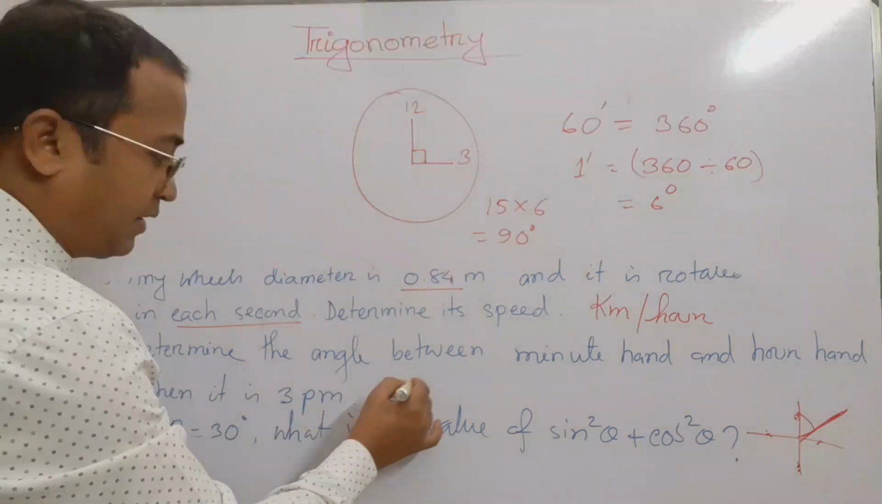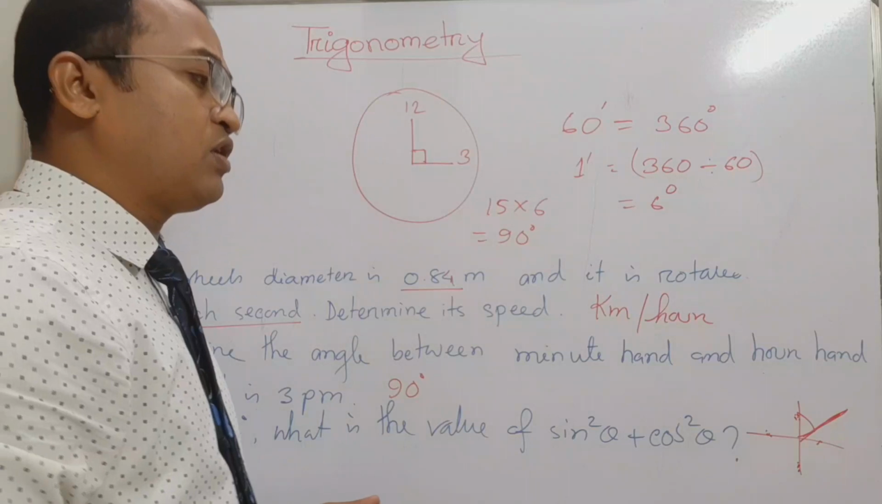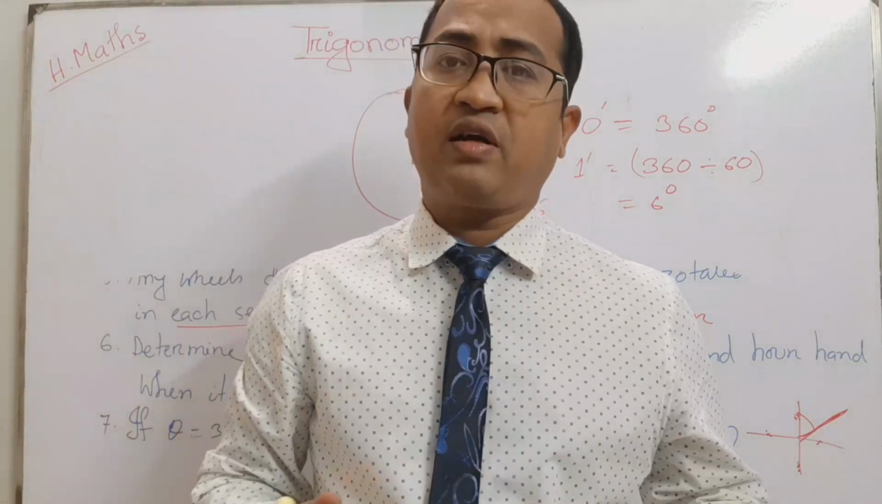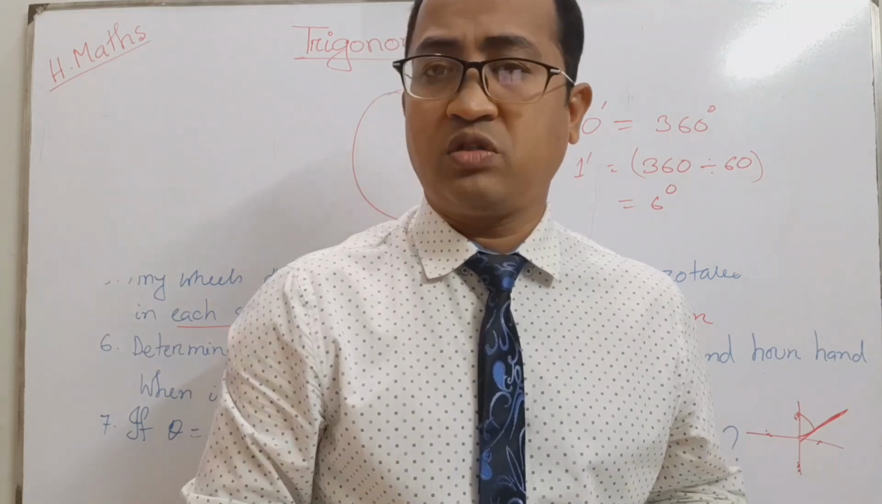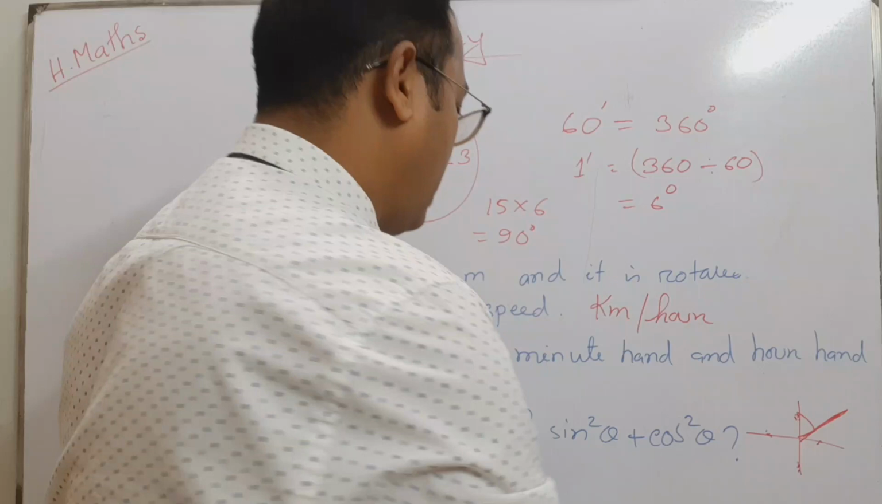is 90 degrees. If theta equals 30 degrees, what is the value of sin square theta plus cos square theta? The value of theta does not matter. When it is sin square theta plus cos square theta, the value is always 1. So it will be 1.